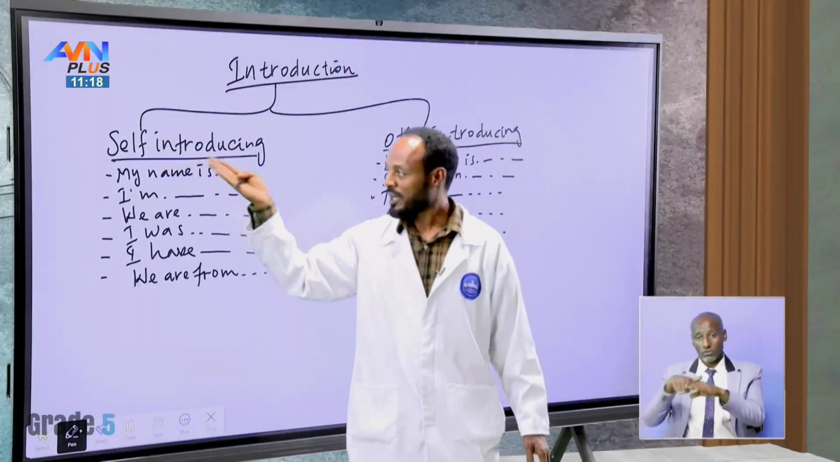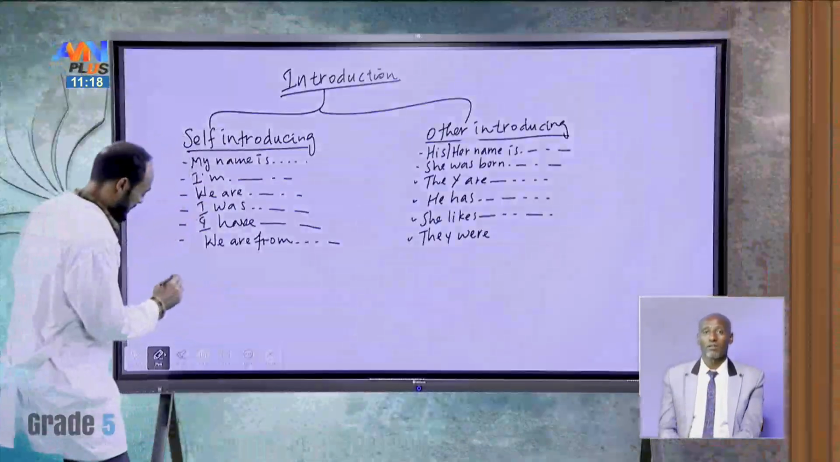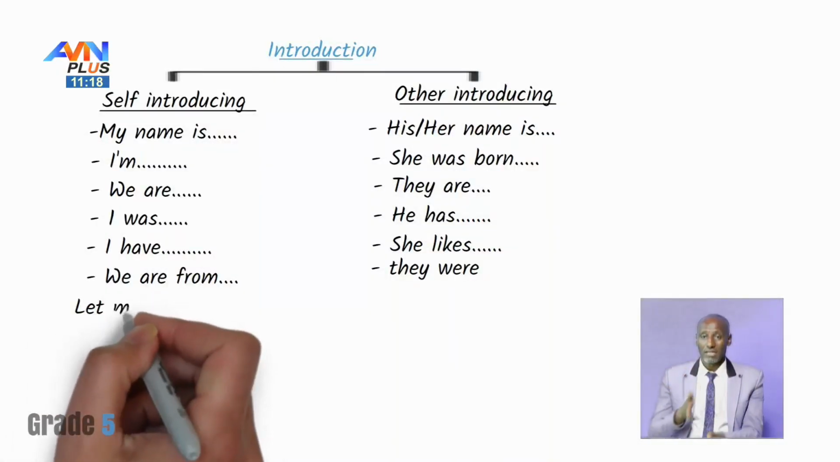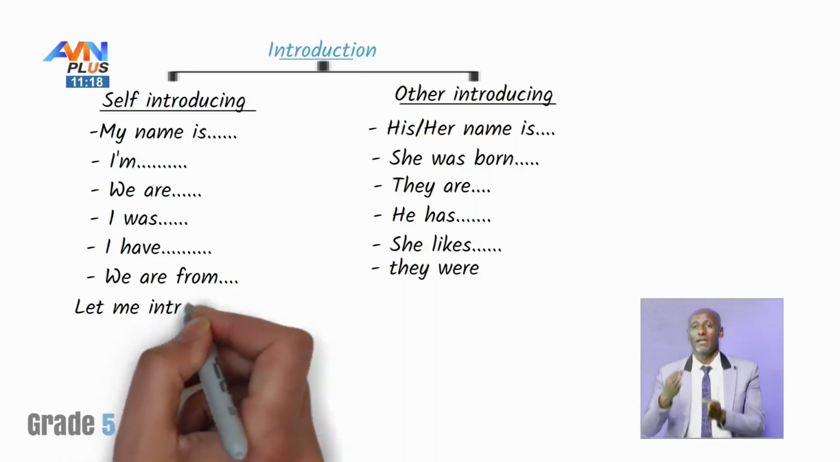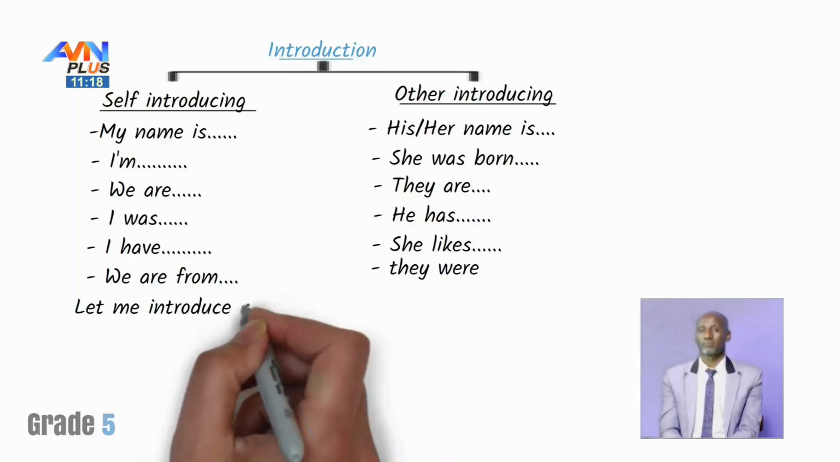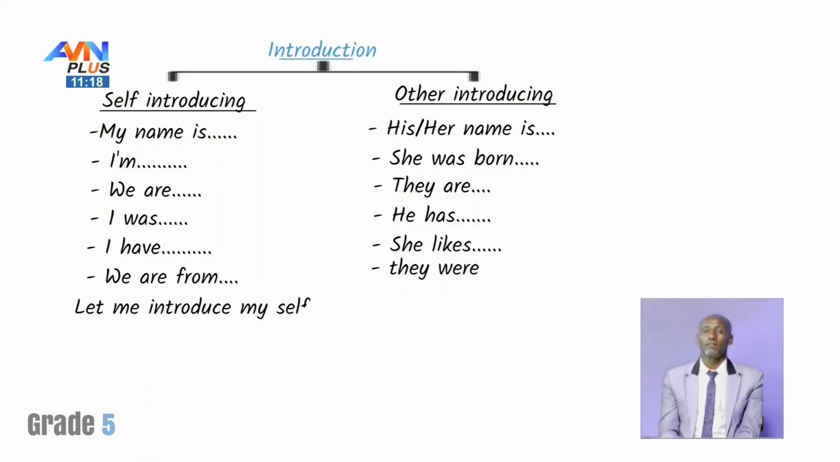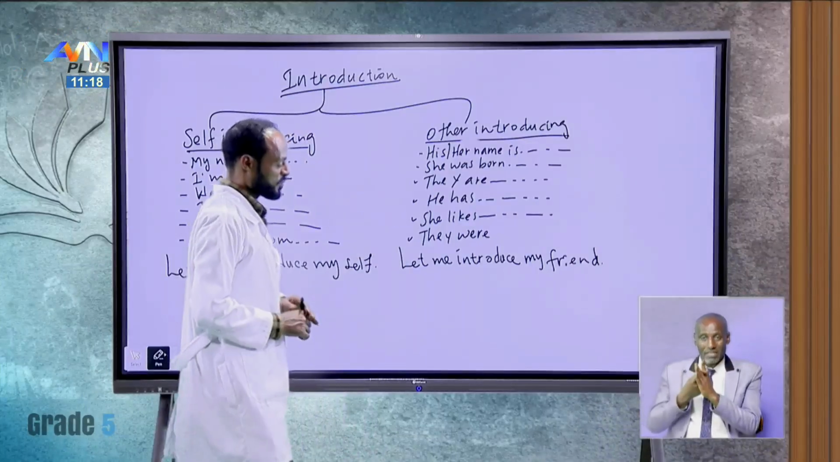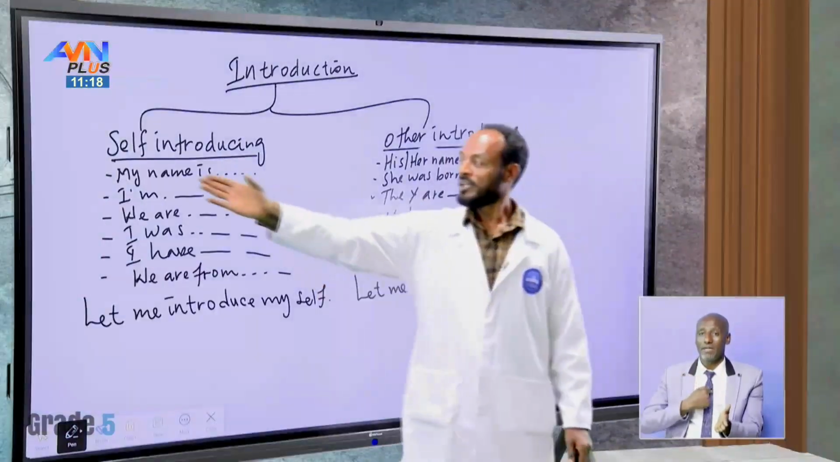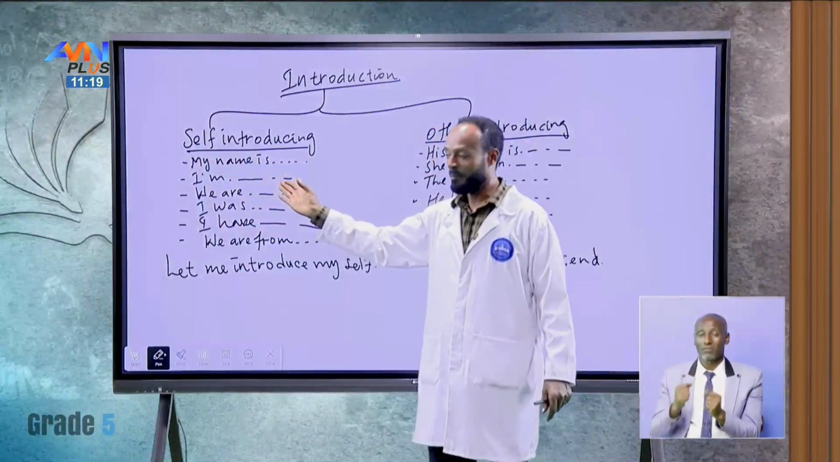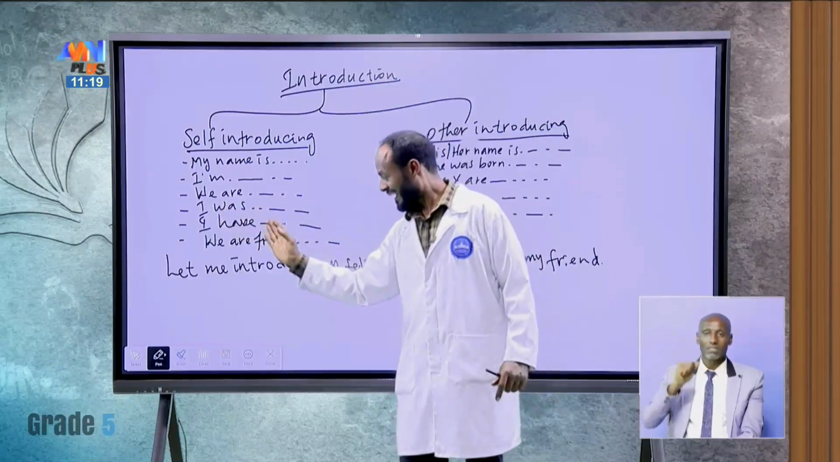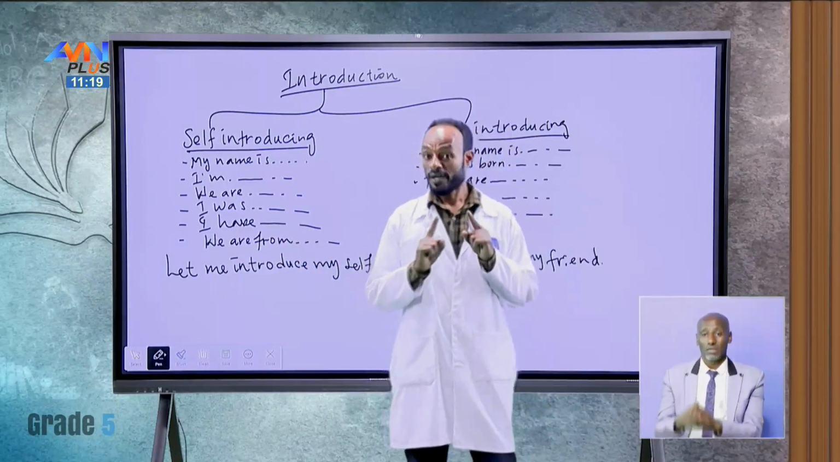So, if you want to introduce someone, we have to start from what? Let me introduce myself. What about others? You can say, let me introduce my friend, my brother, my mother is possible. You can use such expressions at the beginning of your speech. Let me introduce myself. Then, my name is, I am, we are, I was, I have, we are from is possible. Okay? I hope this one is clear.